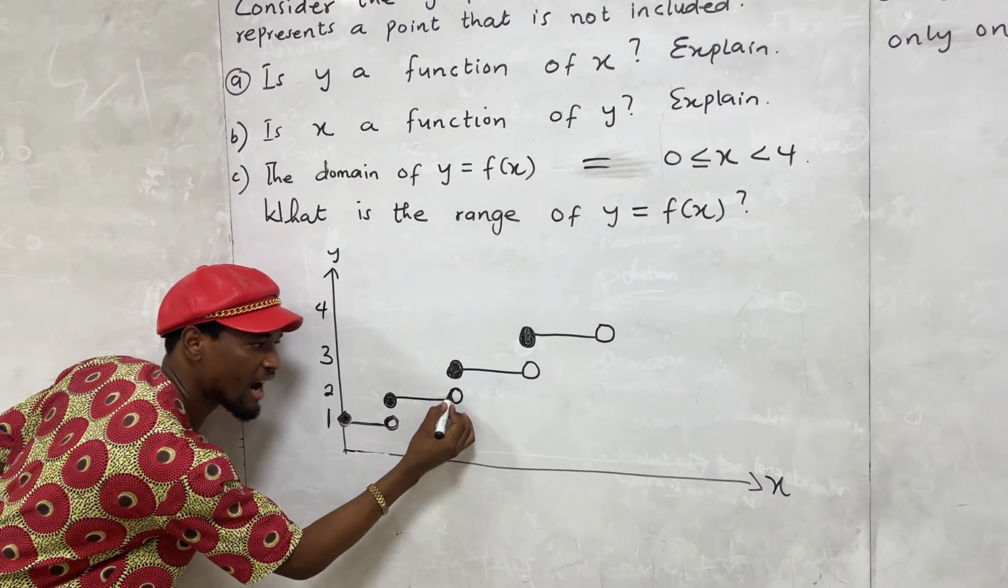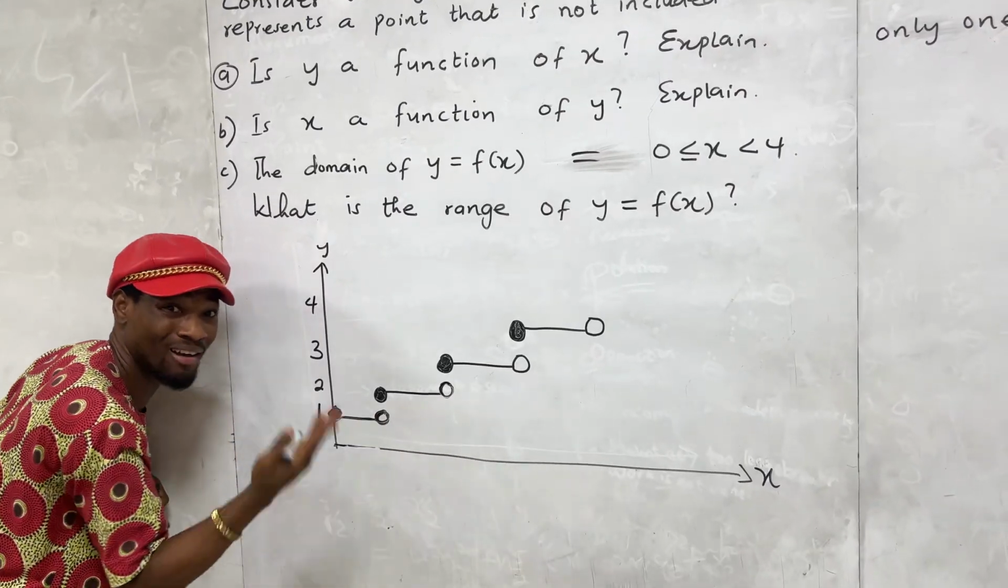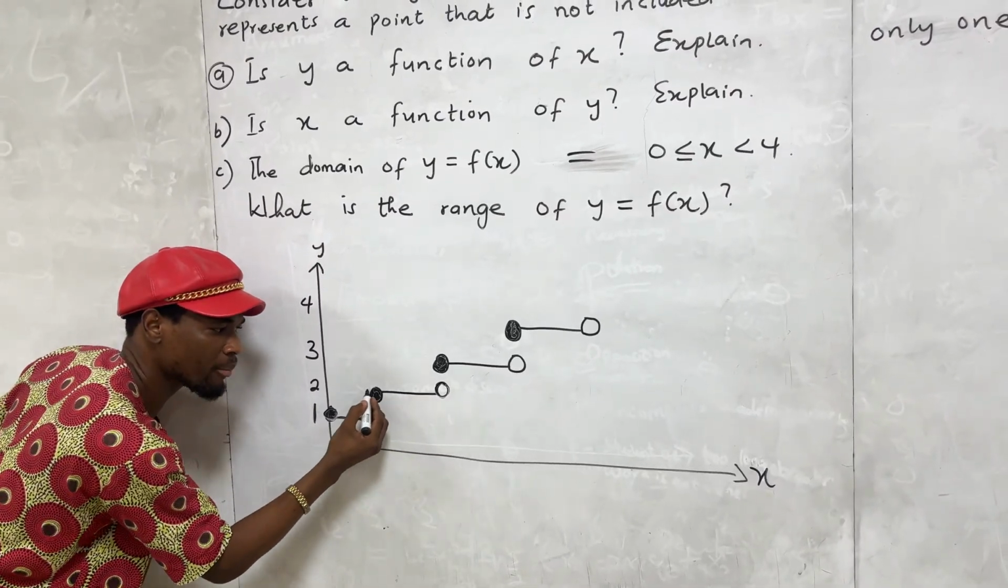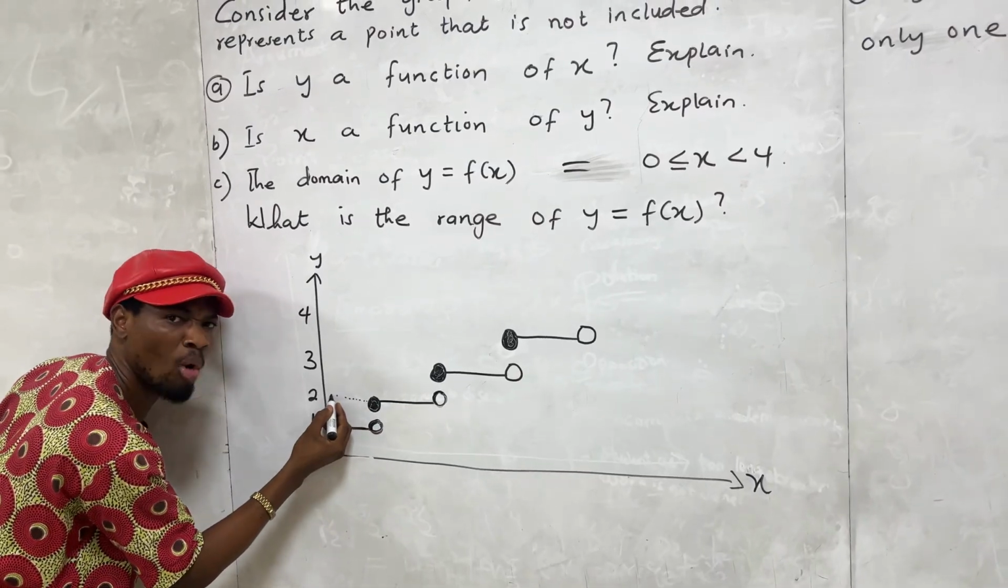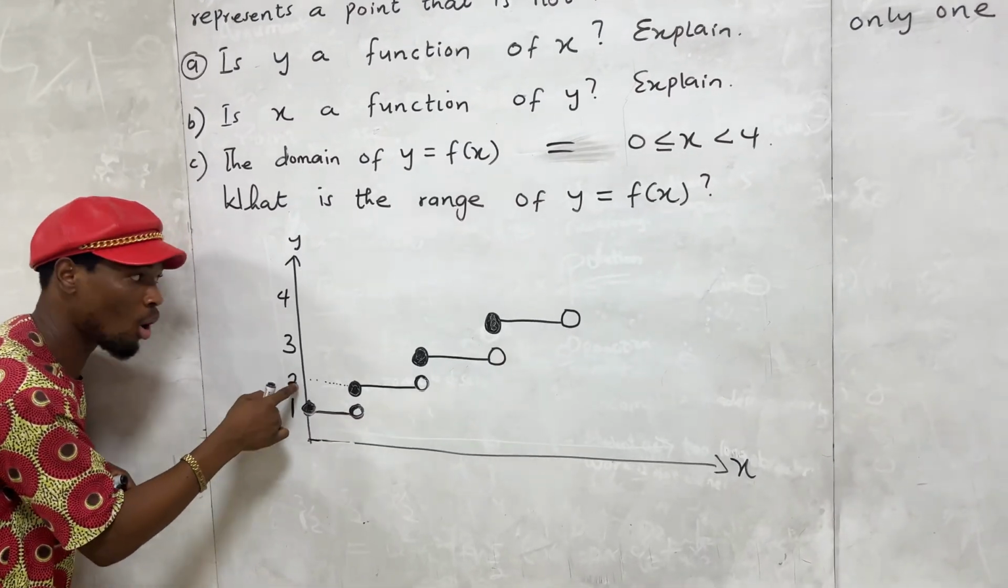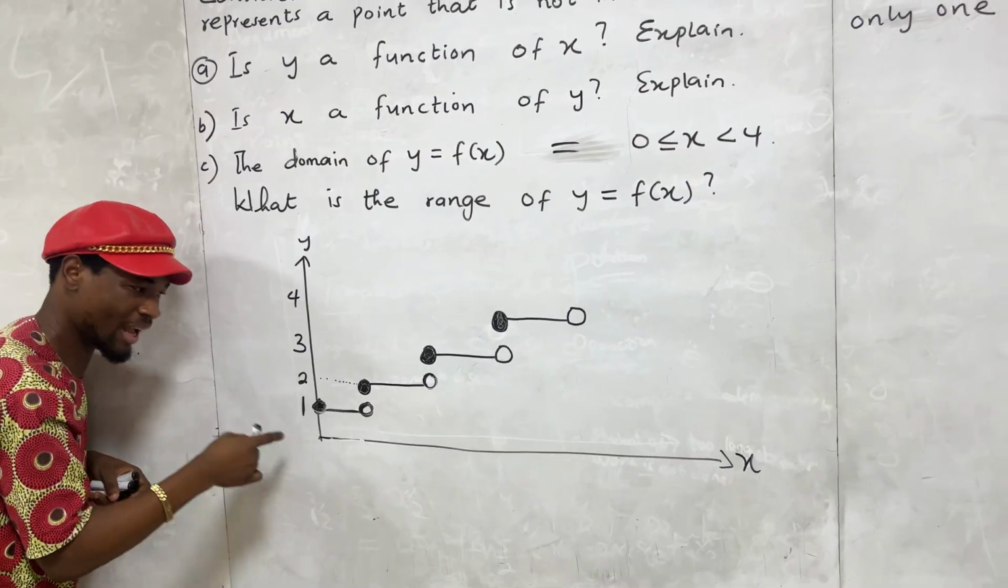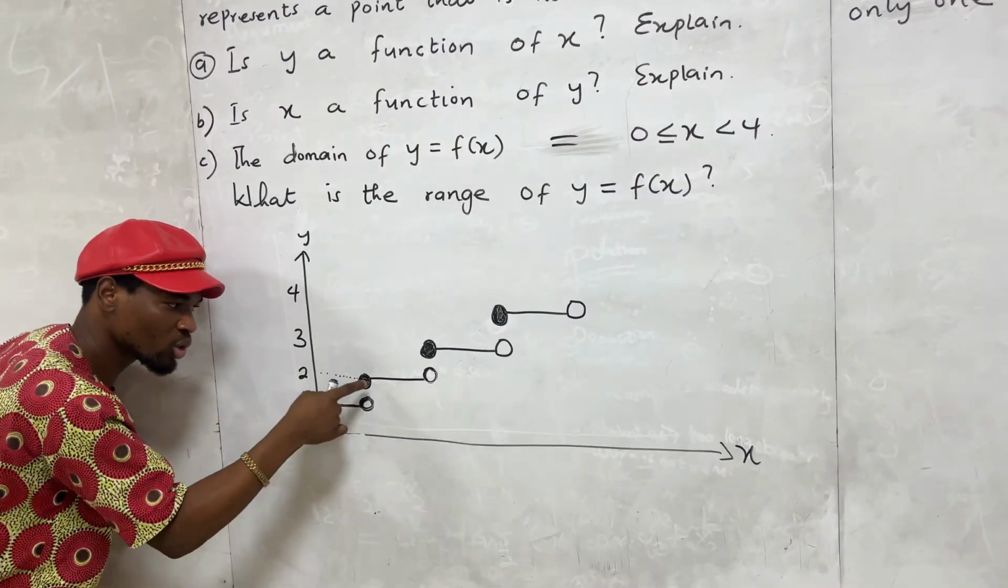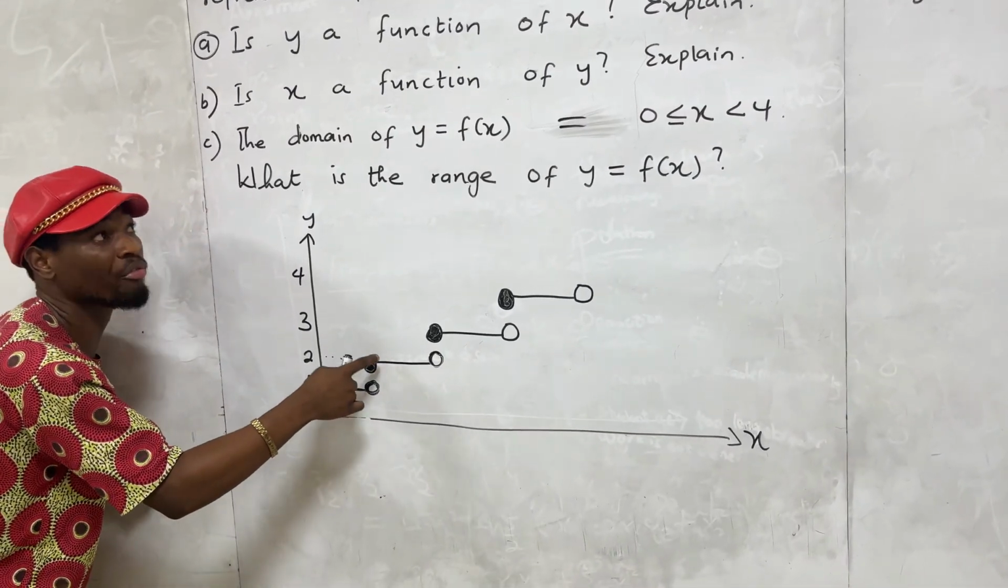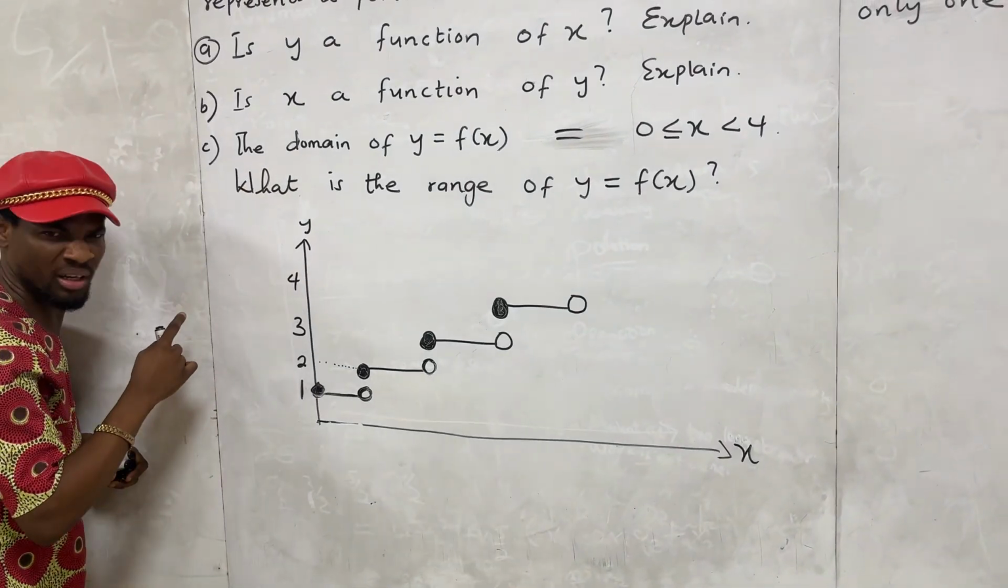We have this graph. They are on the same horizontal line, right? Now when you trace them, you realize that it corresponds to 2 on the y-axis. Hence this is a function. This is a function of x. Do you get it that way?